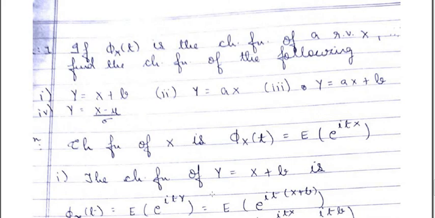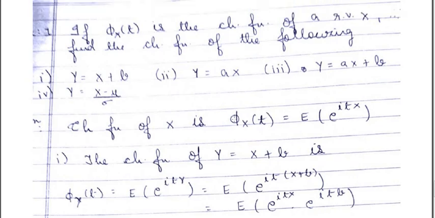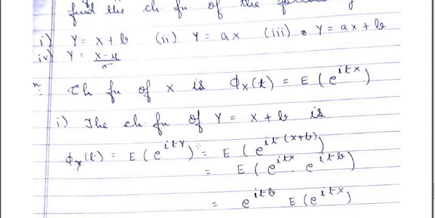Right. Now, if phi x t is the characteristic function of a random variable x, find the characteristic function of the following: y equals x plus b, y equals a x, y equals a x plus b, y equals x minus a by sigma. The characteristic function of x is phi x t equals expected e raised to i t x. The characteristic function of y equals x plus b is phi y t equals expected e raised to i t y equals expected e raised to i t (x plus b), because y equals x plus b, so that we put here.